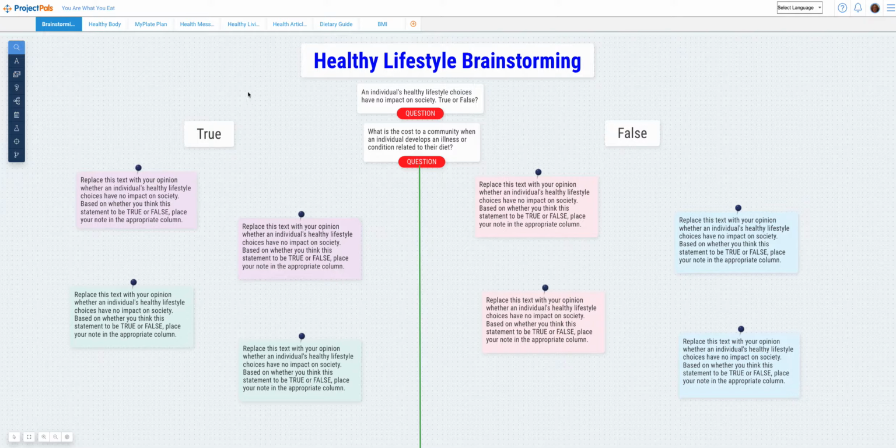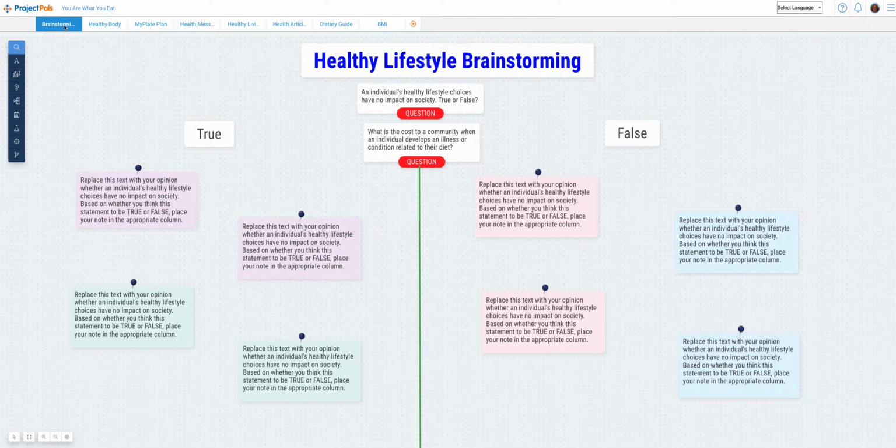In this project, there are 8 tabs: Brainstorming, Healthy Body, MyPlate Plan, Health Messages, Healthy Living, Health Articles, Dietary Guide, and BMI.